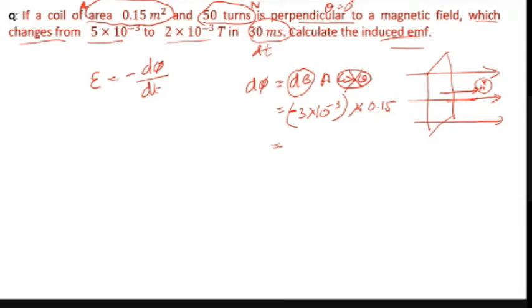15 into 3, 45. And 2 decimal places: 0.45 into 10 raised to minus 3. What is the SI unit of flux?